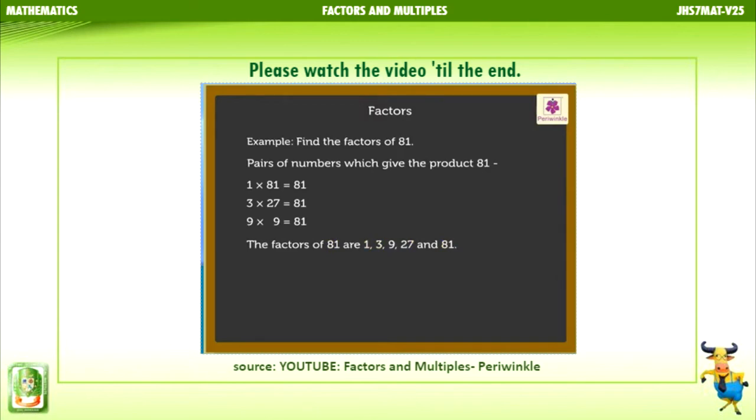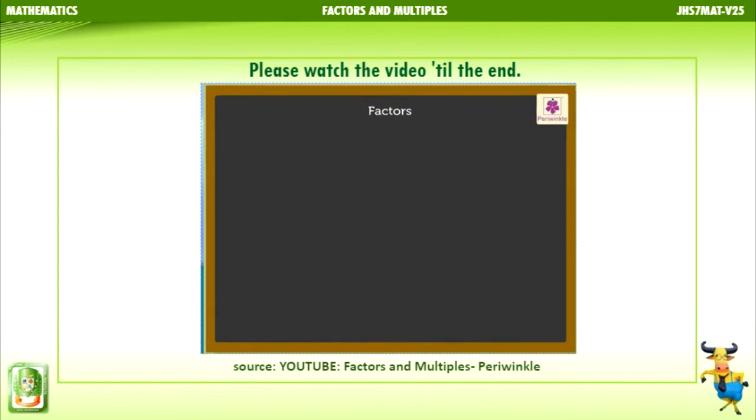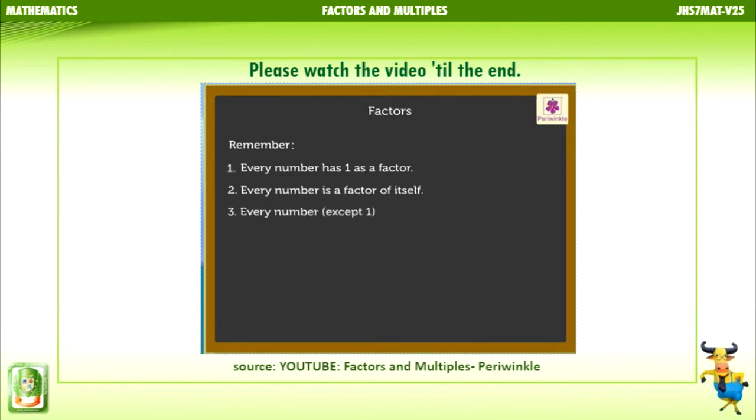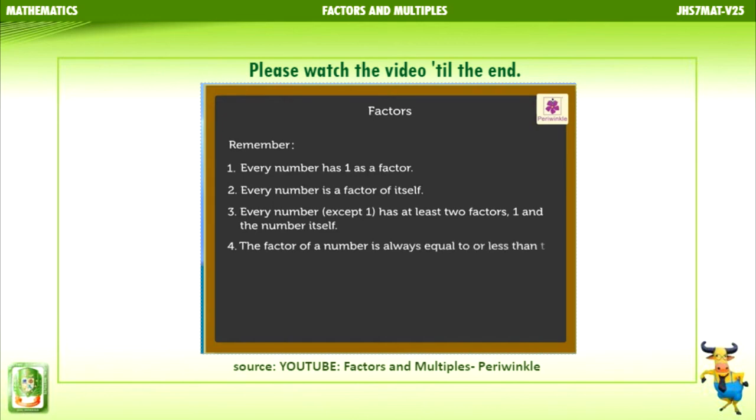Did you notice we counted the repeated factor only once? Remember, every number has 1 as a factor. Every number is a factor of itself. Thus, every number except 1 has at least 2 factors, 1 and the number itself. The factor of a number is always equal to or less than the number.